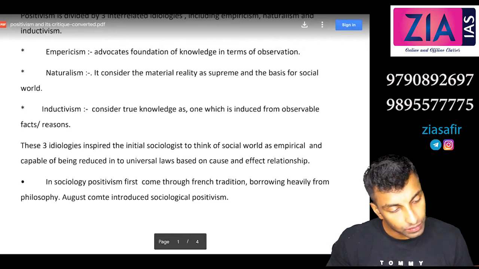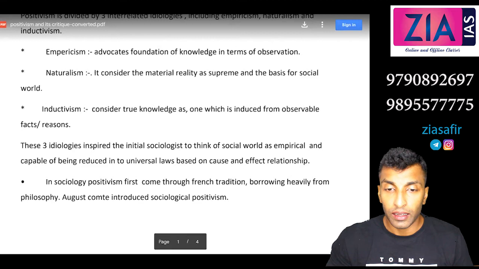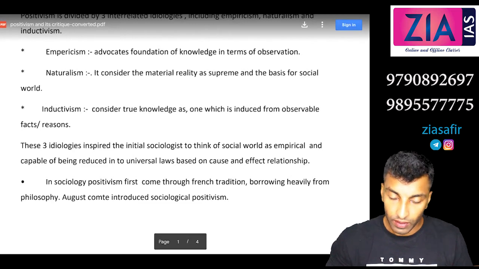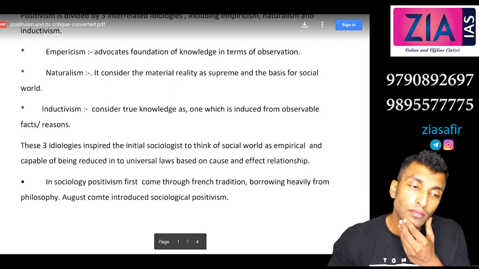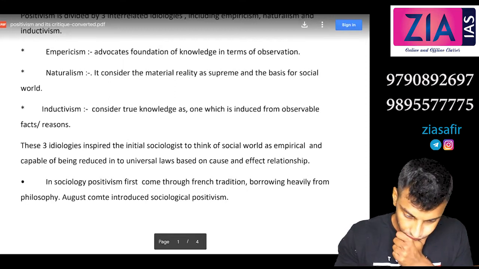There is a human behavior. Why this particular person is behaving in a particular manner is a subjective thing. The human behavior is an objective thing, and why he is behaving in a particular manner is a subjective thing. So the positivist is concentrating on the objective reality. Okay.